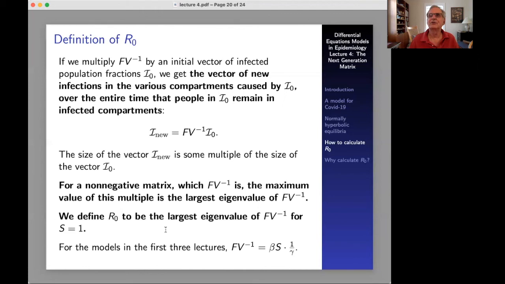Let's relate this to our first 3 lectures. In our first 3 lectures, there was only one infected compartment. FV inverse is just a product of 2 numbers, 2 1-by-1 matrices. For the matrix F, you'd end up with beta S. For the matrix V inverse, you'd end up with 1 over gamma. And when you set S equal to 1, you get beta times 1 over gamma, which is R naught. This is a generalization of the formula for R naught we used for simpler models.